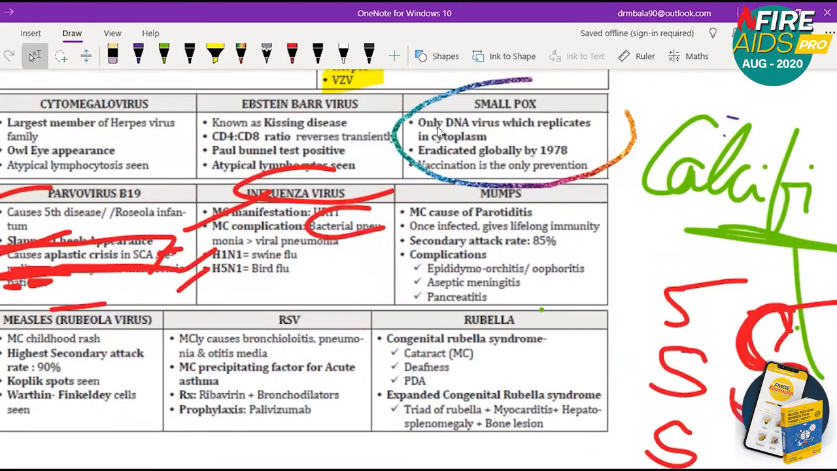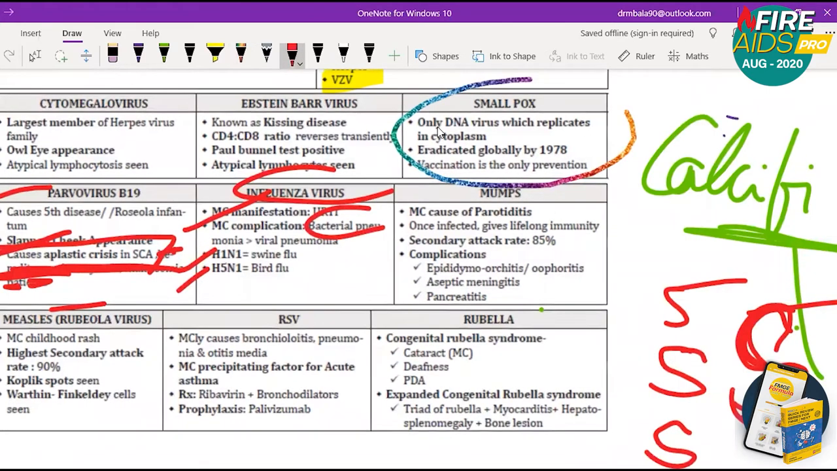Then we have mumps. Mumps means you should remember parotid gland swelling, parotitis. Secondary attack rate is almost 85%. You have three complications, out of which you can ignore pancreatitis. Mainly two complications: the inflammation of either the ovary or the testis, epididymo-orchitis or oophoritis, and then the inflammation of the brain, aseptic meningitis.